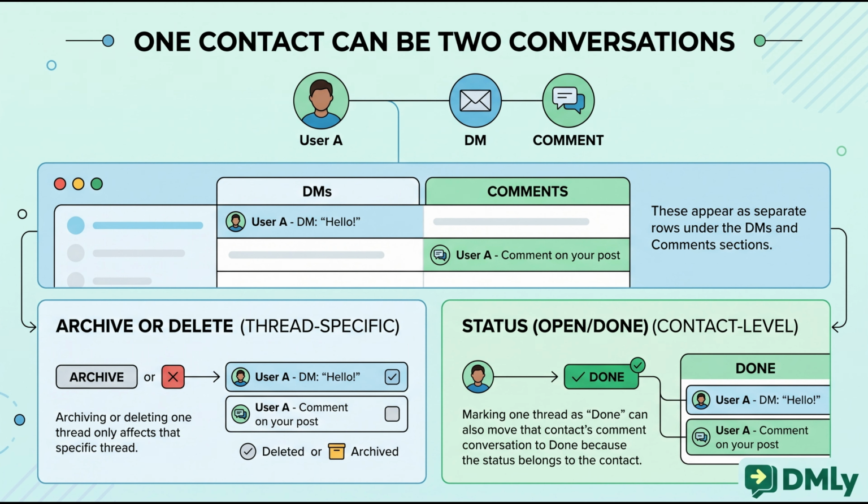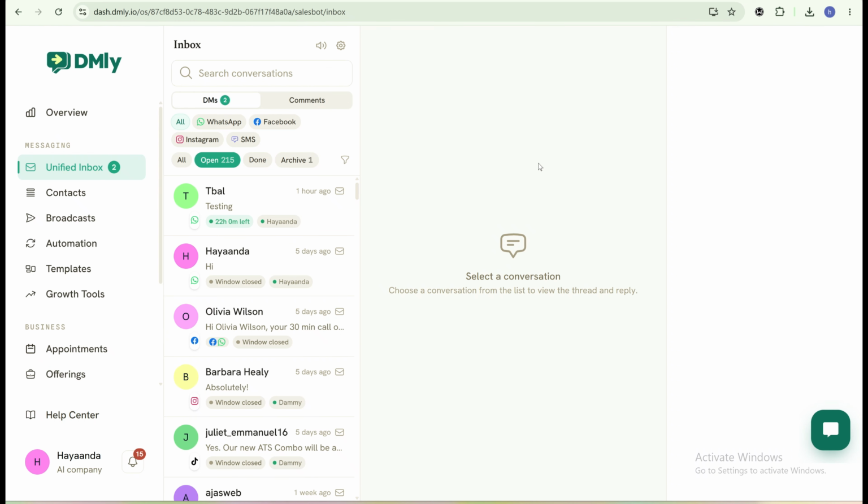One contact can be two conversations. A single contact can have separate DMs and comments conversations in the inbox. For example, someone might send you a private message and also comment on one of your posts. These appear as separate rows under the DMs and comments sections. Archiving or deleting one thread only affects that specific thread. However, open and done work differently because the status belongs to the contact. So, marking the DM conversation as done can also move that contact's comment conversation to done.